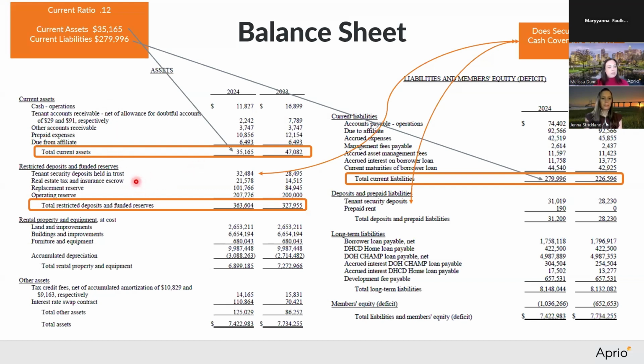You also have your restricted deposits and funded reserves. So typically those are your tenant security deposits that you hold, and then also any restricted reserves that are required by HUD or a lender or the limited partner. So those are not as easily accessed by the project. Next are the fixed assets. So includes the cost to construct the project, the land and improvements, less your accumulated depreciation.